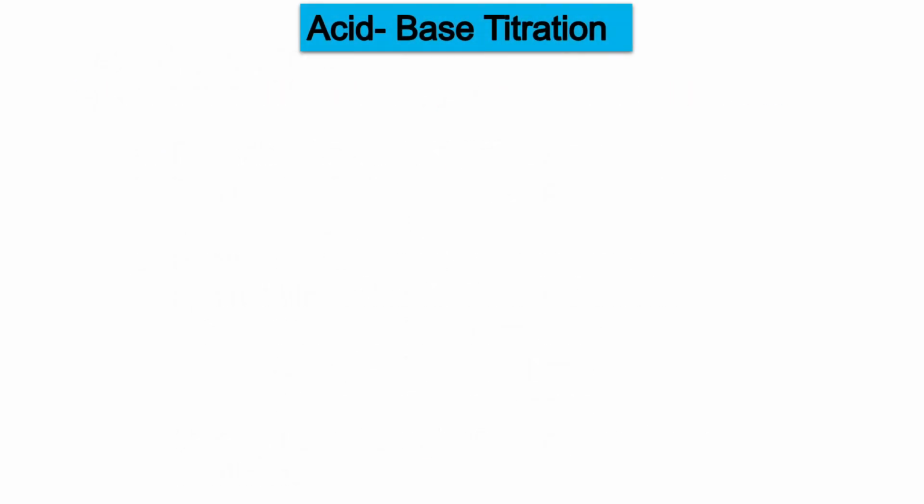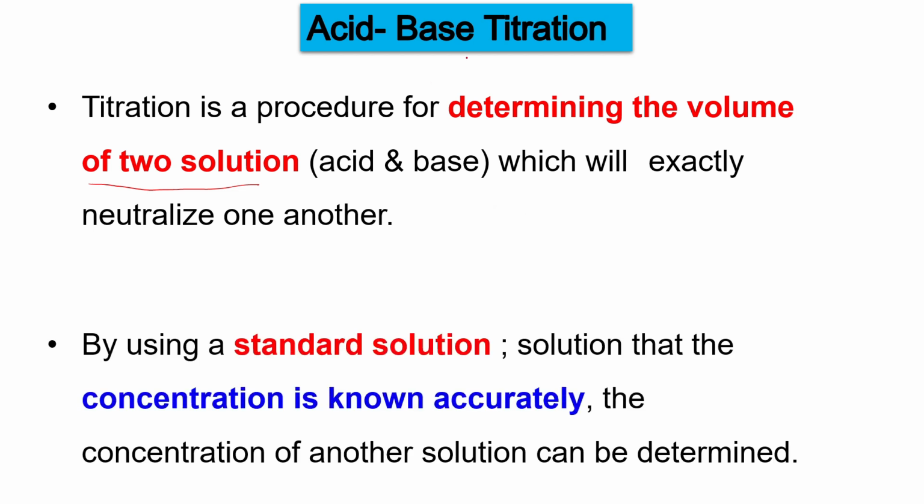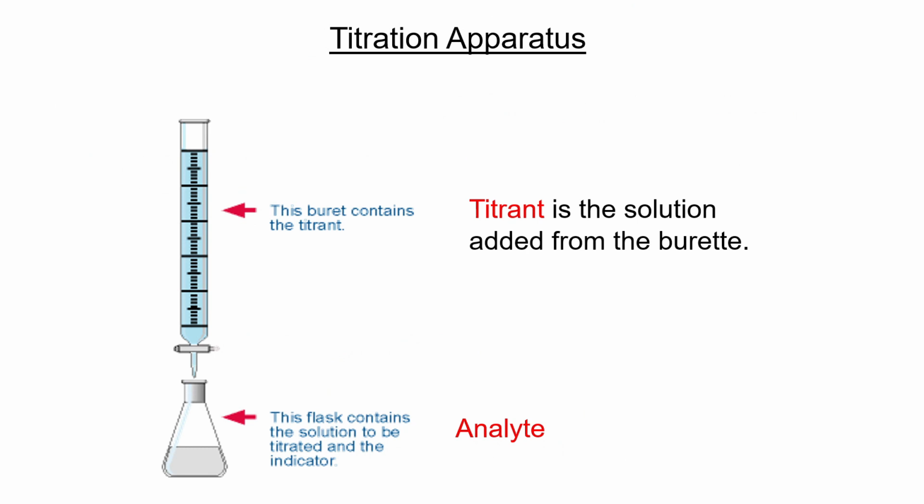Three types of titration. So what is titration? It is a process to determine the volumes of two solutions which will neutralize each other. We will use a solution known as a standard solution. What is a standard solution? A standard solution is a solution whose concentration we know accurately. Since we know one concentration, we can use this standard solution to determine the other concentration. So in titration, we will use this one.